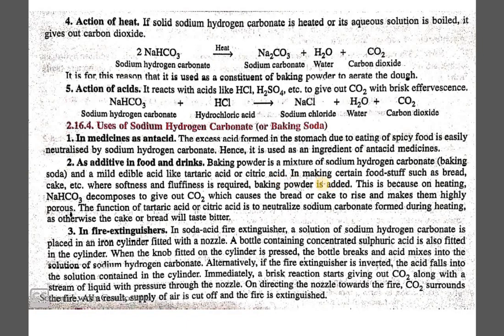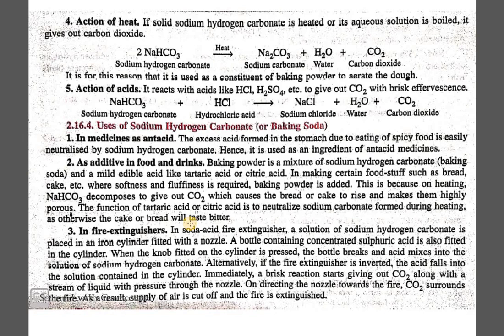Now, in making certain foodstuffs such as bread, cake, etc., where softness and fluffiness are required, baking powder is added. This is because on heating, sodium bicarbonate decomposes to give out carbon dioxide, which causes the bread or cake to rise and makes them highly porous. The function of tartaric acid or citric acid is to neutralize the sodium carbonate formed during heating, or otherwise the cake or bread will taste bitter.